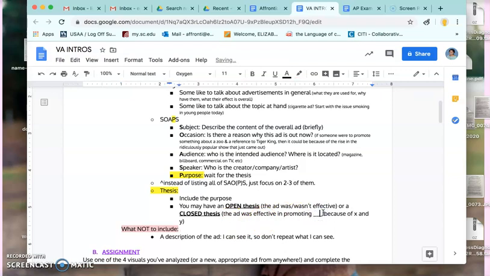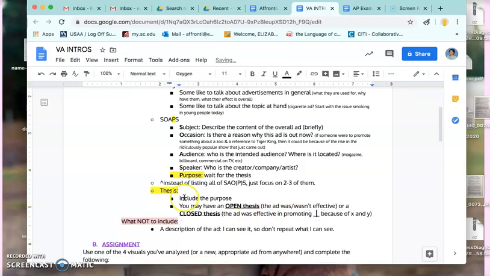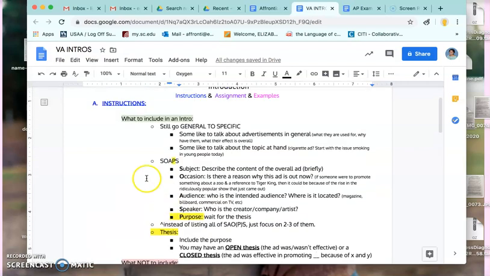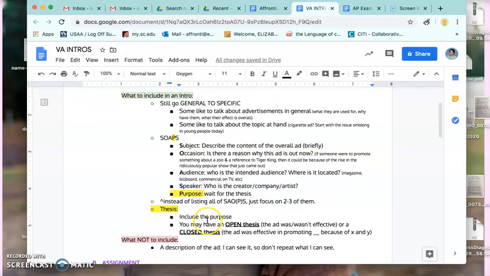That bothers me. I'm just going to do that. Okay. And then I said already what not to include. Don't just describe everything in the ad. That's pointless. Okay, that's what you do for an introduction for a visual analysis.